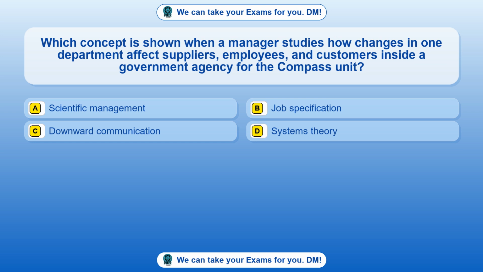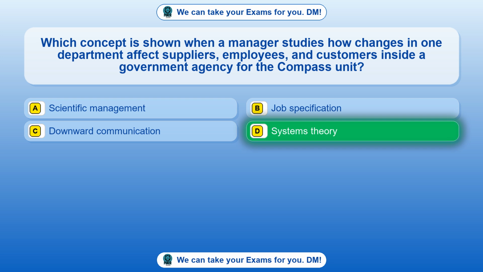Question 53. Which concept is shown when a manager studies how changes in one department affect suppliers, employees, and customers inside a government agency for the Compass unit? Option A, scientific management. Option B, job specification. Option C, downward communication. Option D, systems theory. The correct answer is option D, systems theory.